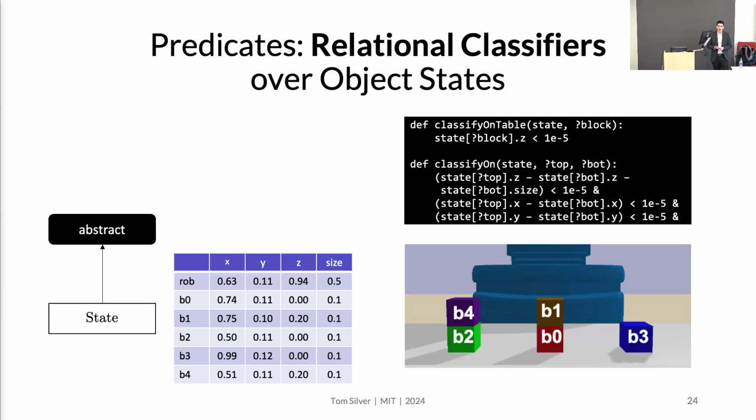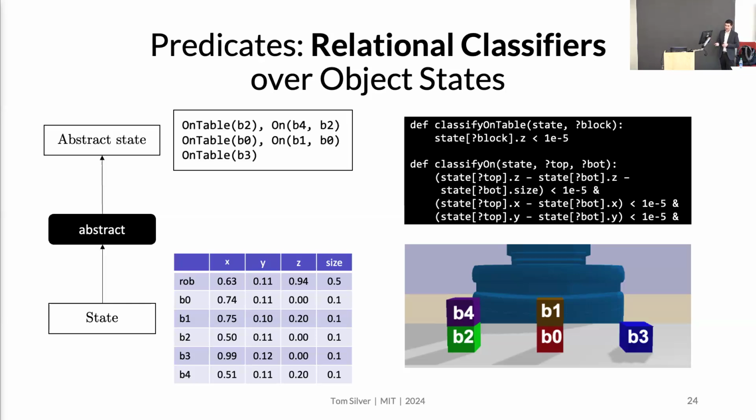We might have another predicate called on, which just looks at the relationship between 2 blocks and their positions and sizes and uses that to determine a very simple definition of what it might mean for one block to be on another in a state. So if we have these predicates, then we can run these classifiers over all combinations of objects in a given state, and we can record all of the ones that evaluate to true in that state. That's the abstract state shown in the top bubble there, where these are the ground predicates that hold true in that state.